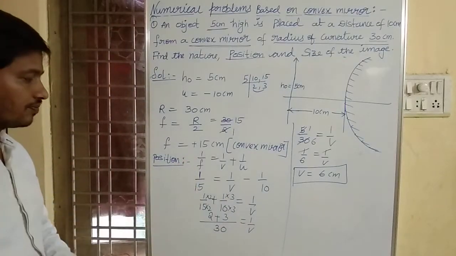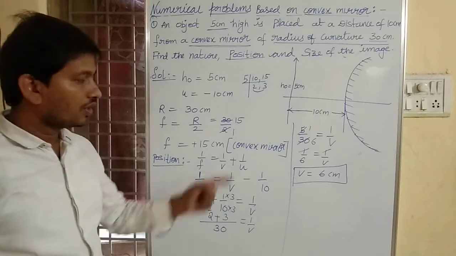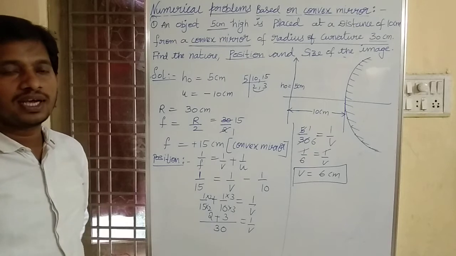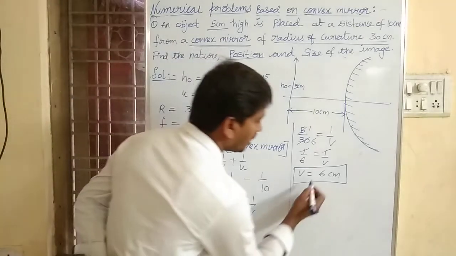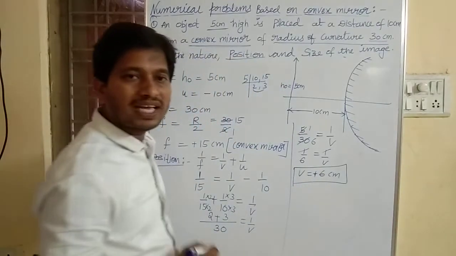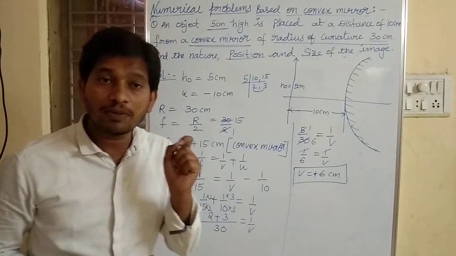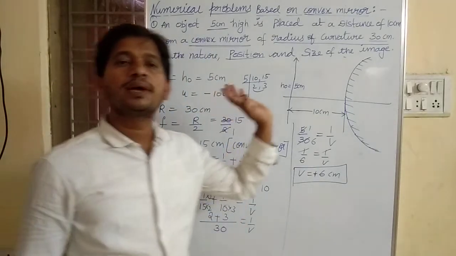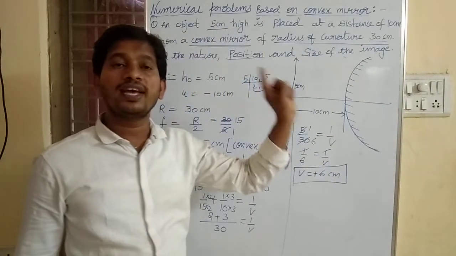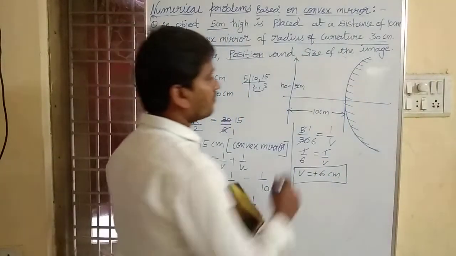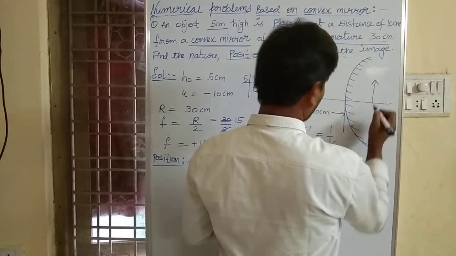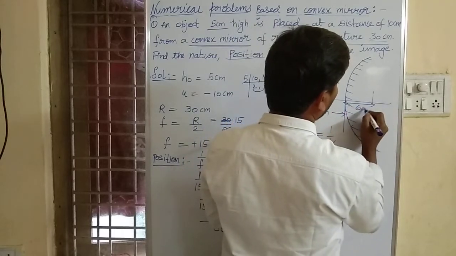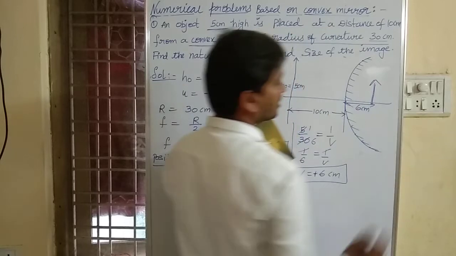Means where did we get the image? We got the image at a distance of 6 centimeter from the mirror. This is plus 6. The main important point here is, for convex mirror, the image is always behind the mirror. So somewhere here we will get the image, at a distance of 6 cm from the mirror.